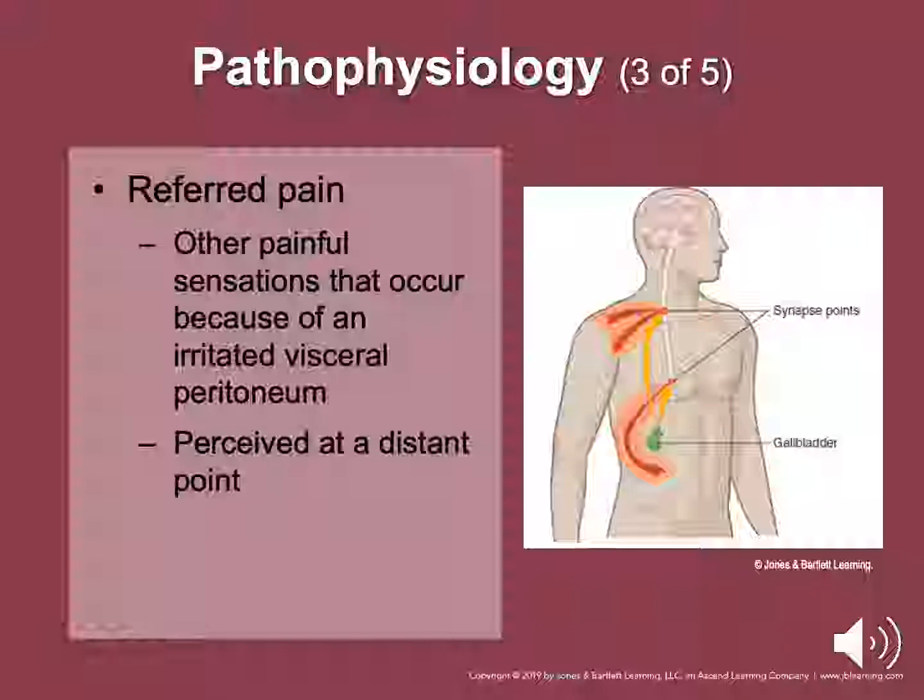Referred pain is painful sensations that occur because of an irritated visceral peritoneum. It may be perceived at a distant point on the surface of the body, such as the back of the shoulder. It results from the connections between the body's two separate nervous systems. So in this picture, you can see where the gallbladder may be inflamed, and it connects to the spinal cord, and it has a referral point at the right shoulder.